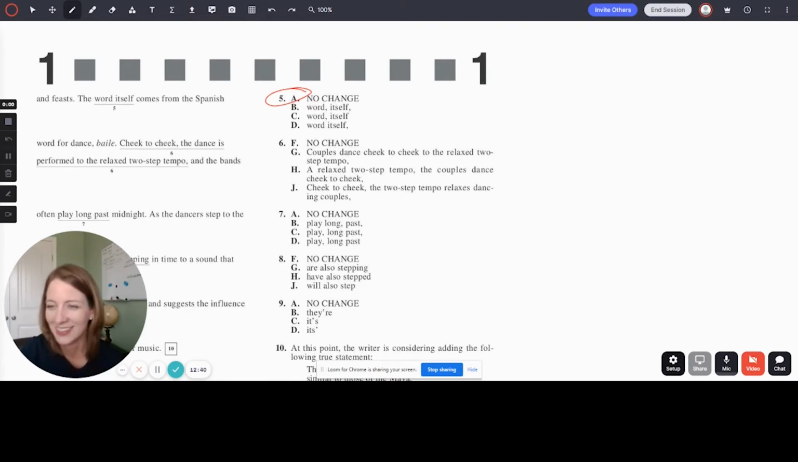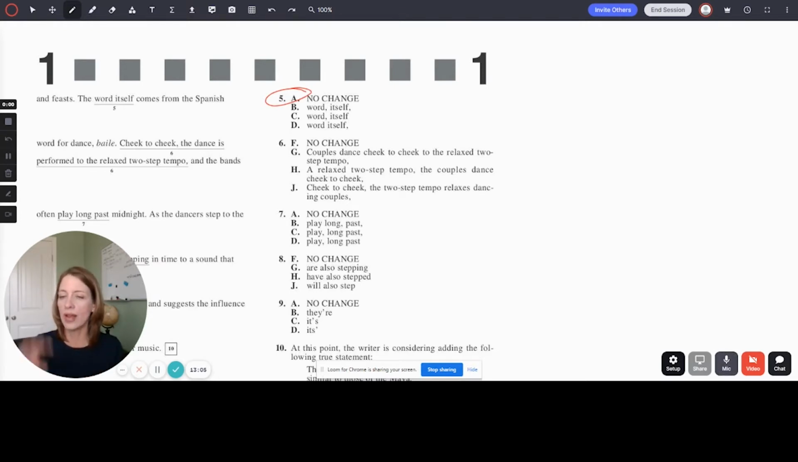Isn't that nice? Okay, so I'm going to scan and compare. My first reaction is I'm thinking this might be a misplaced modifier where they're swapped, because at a quick glance it looks like they're swapping things around. So let's see if this is a misplaced modifier thing. Okay. Cheek to cheek, the dance. Now, can the dance be cheek to cheek? Let me think on that.